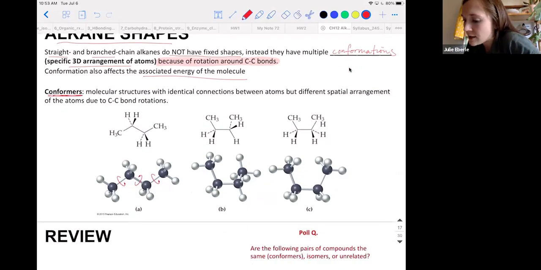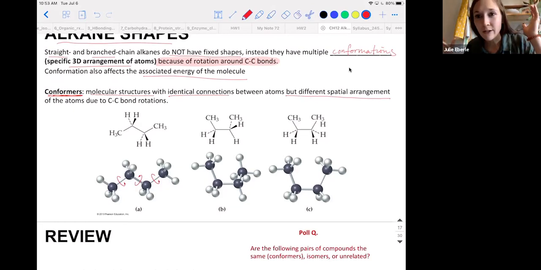So to give you the definition of what we call a conformer, we're going to have to differentiate between conformers and isomers. These are molecular structures with identical connections. So same molecular structure, but different spatial arrangement. So all the atoms are connected the same. They would have the exact same Lewis structure. Okay, remember, isomers don't have the same Lewis structure. They have the same molecular formula, different Lewis structures. Conformers have the same exact Lewis structure. Everything's connected the same way.